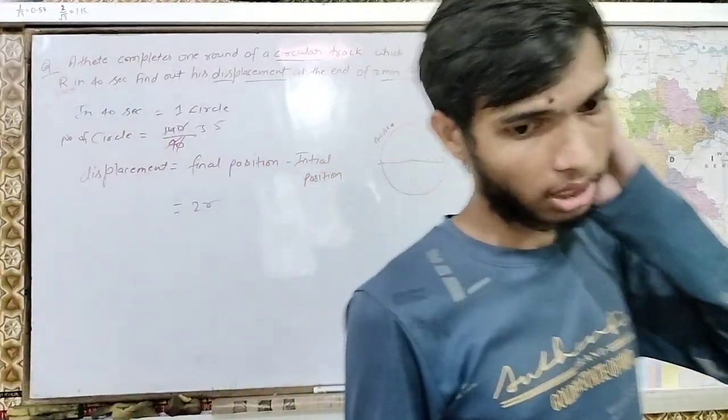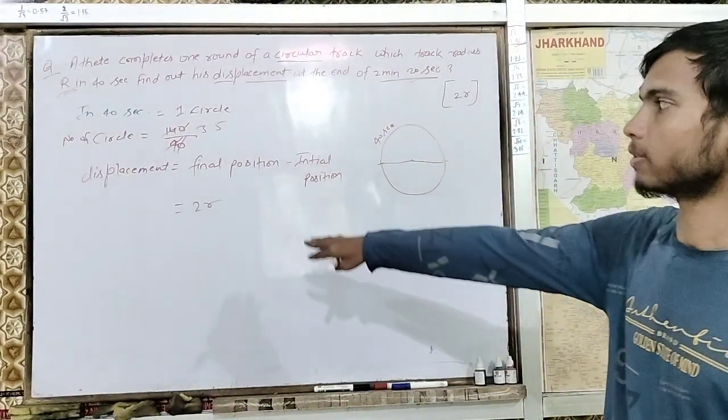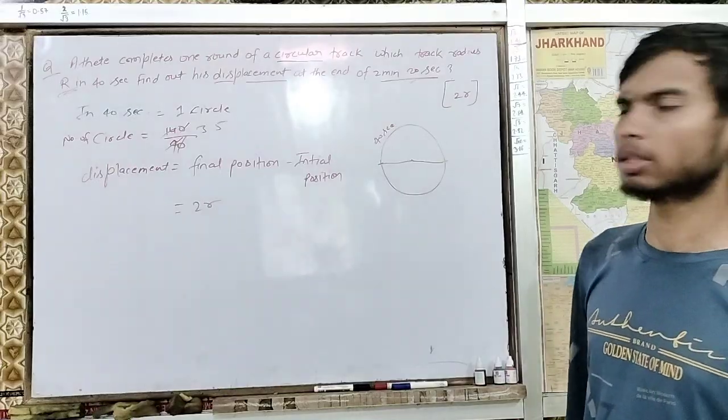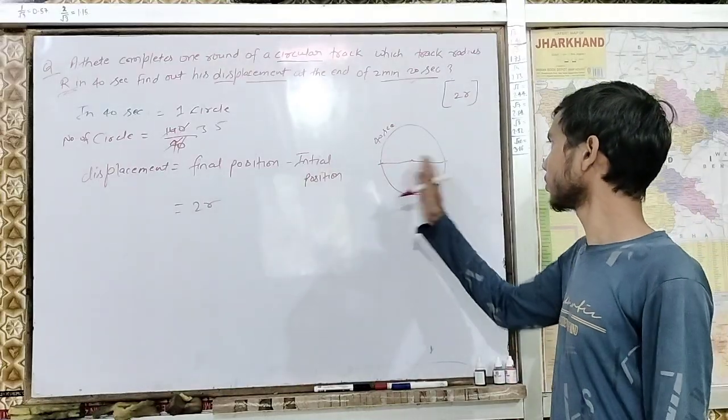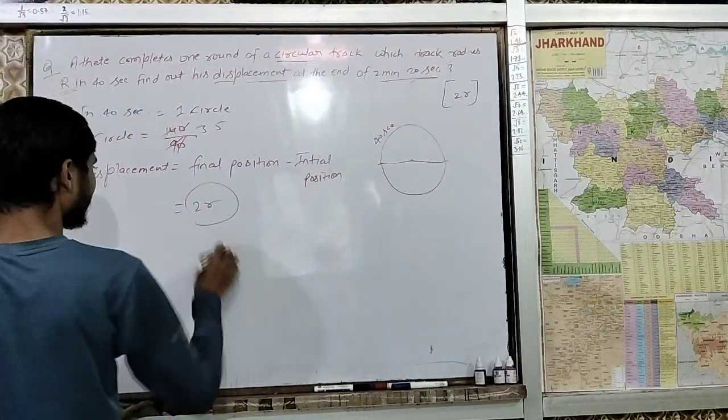But the question is not saying to answer in diameter. The question was saying to answer in radius. That's why we wrote 2r, which means 2r is equal to 1 diameter. So this 2r is our answer.